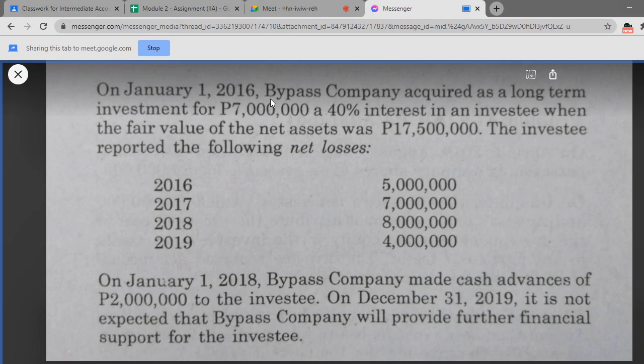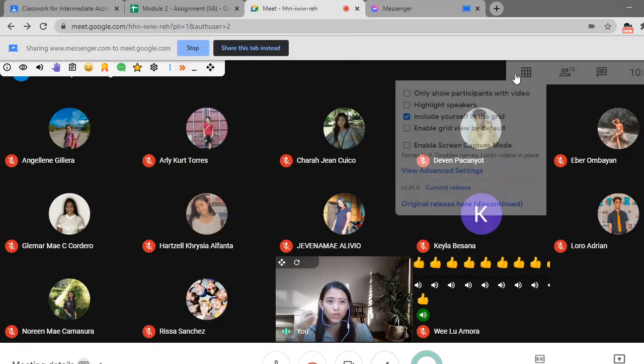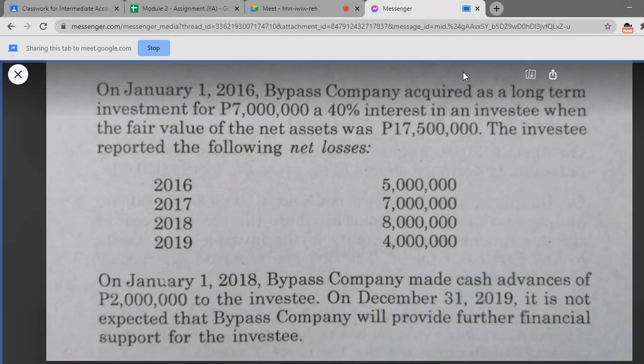So, let's proceed. Let's compute for the loss. When you invest, supposedly our goal is to benefit from our investment. So we should have a share in their profit, right? That is really our main goal. Investment is for accumulation or accretion of wealth, for appraisal and other benefits. But this company just invests anyhow. It invested in a company with really heavy losses.